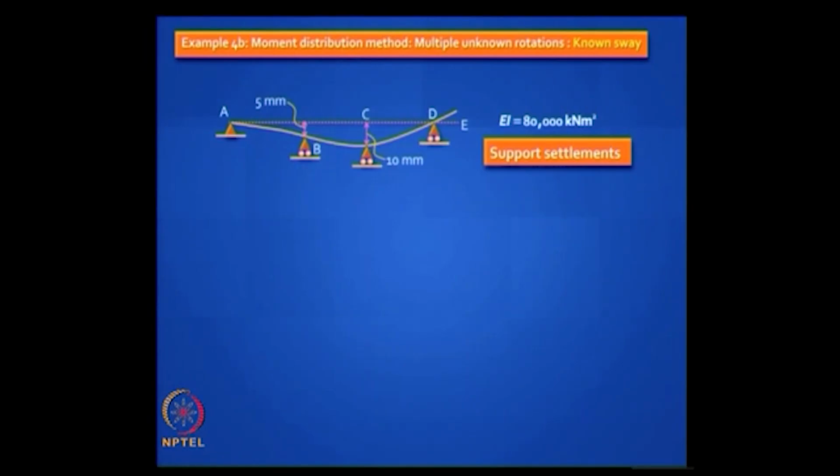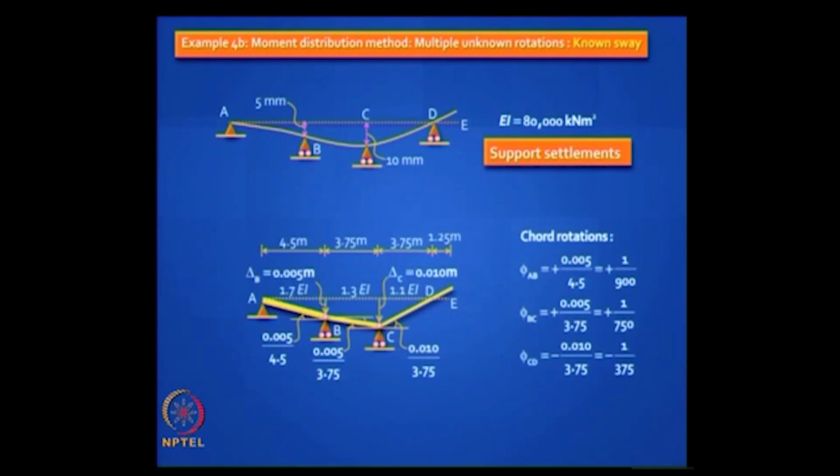If you recall, we had done this problem in the last session. This is a continuous beam subjected to relative settlement of 2 supports. We had solved this problem by slope deflection method. Let us see how to solve such problems by the moment distribution method.